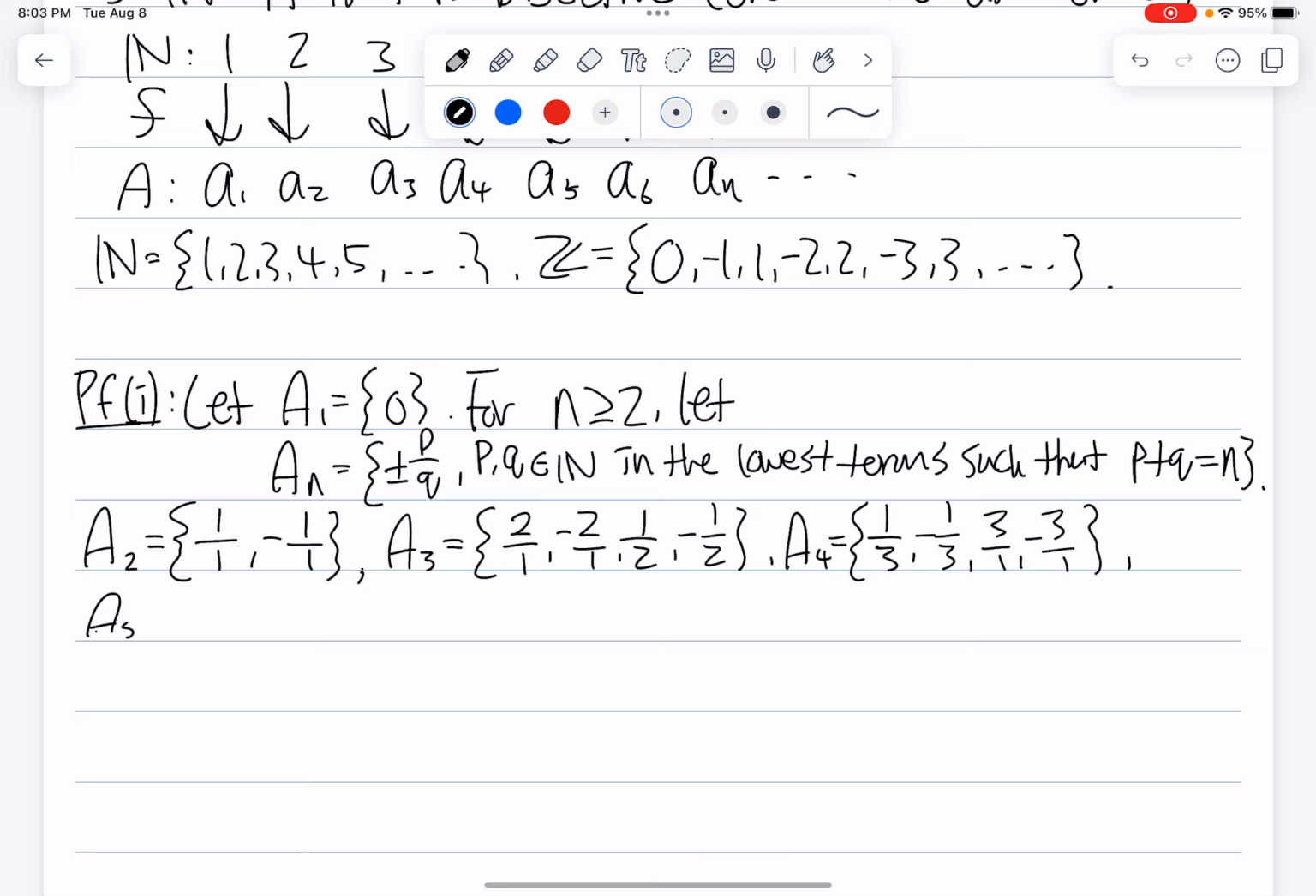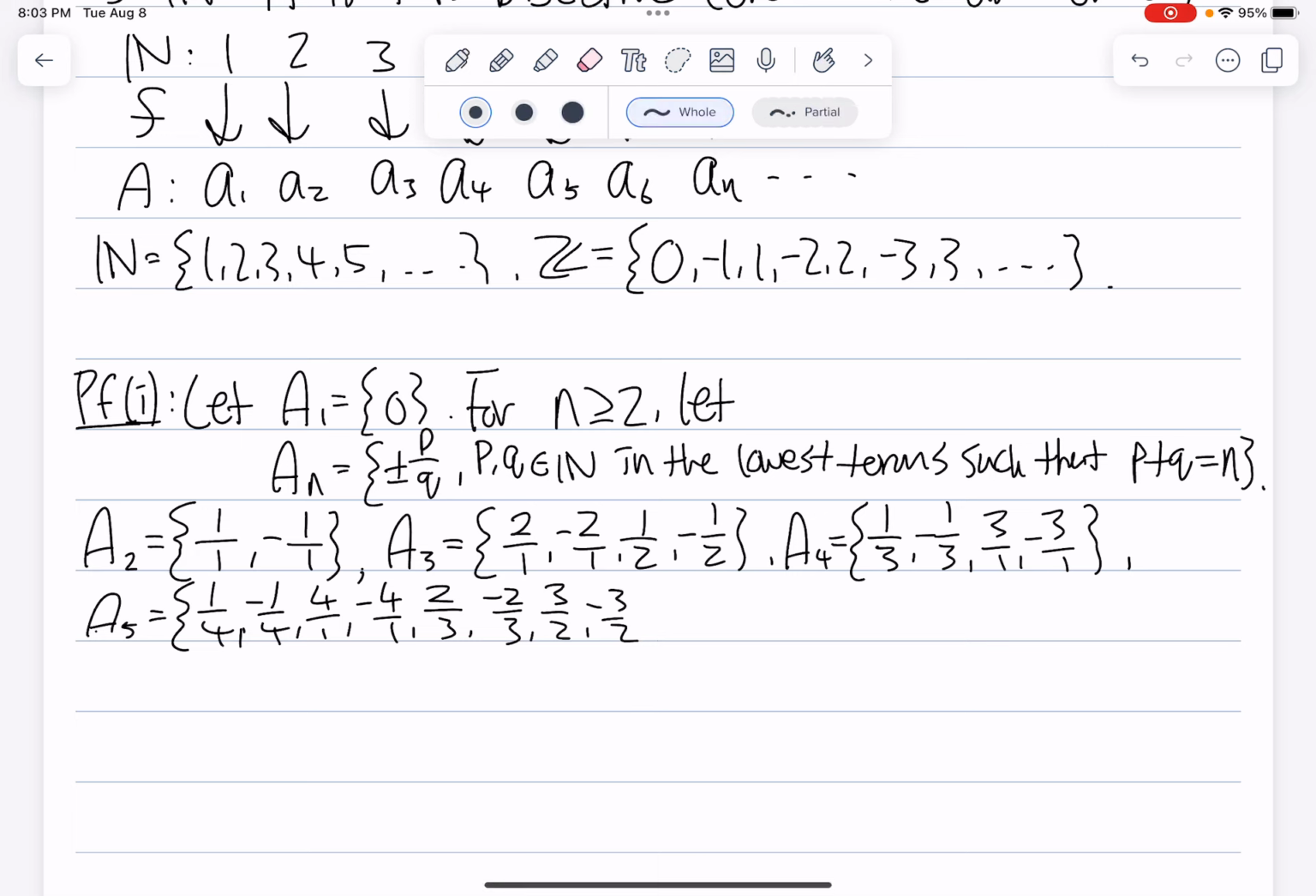What about a5? And we'll stop at a5. 1 over 4, -1 over 4, 4 over 1, -4 over 1, 2 over 3, -2 over 3, 3 over 2, -3 over 2. What else we got? I think that's it.